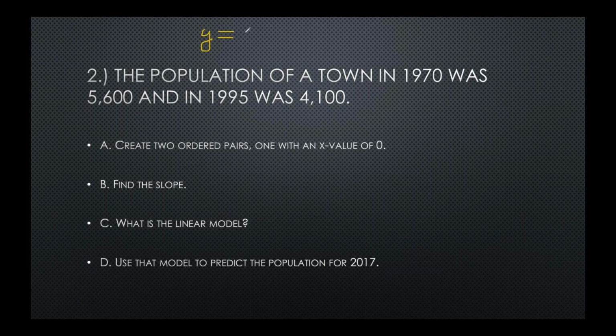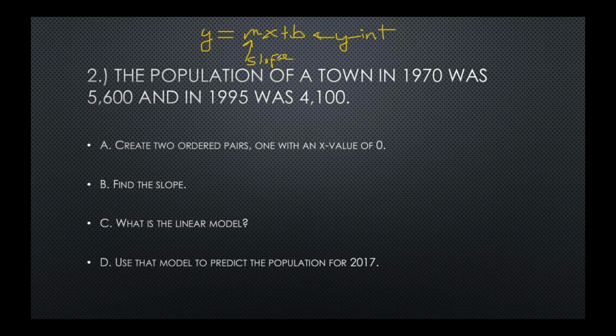Linear modeling deals with y equals mx plus b, where m is the slope and b is the y-intercept, and the x and y that you see in the formula represent all ordered pairs that fall on that line. We are going to take the information given to us in this one sentence and then create a linear model out of it. That is our goal. The population of a town in 1970 was 5,600, and in 1995 it was 4,100.